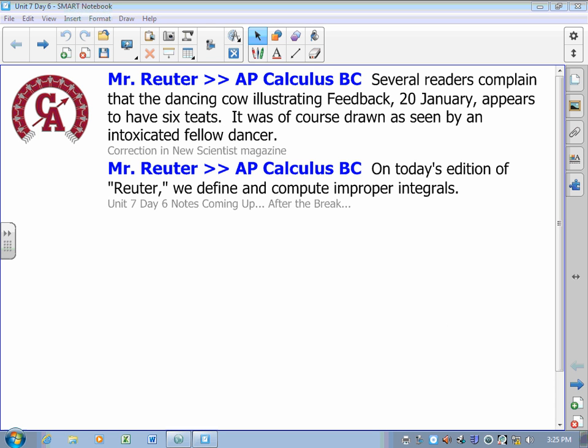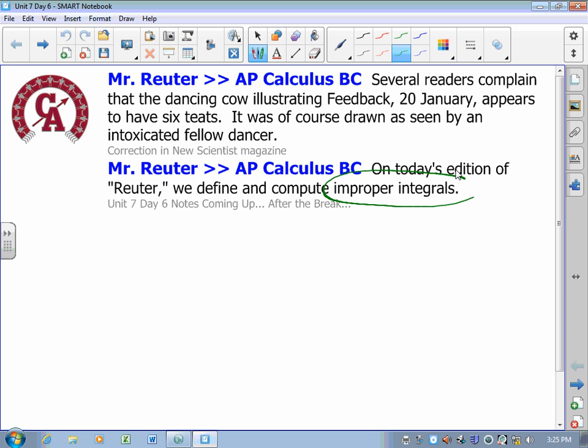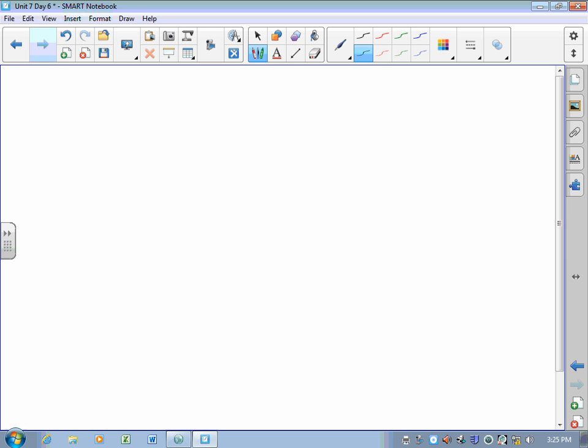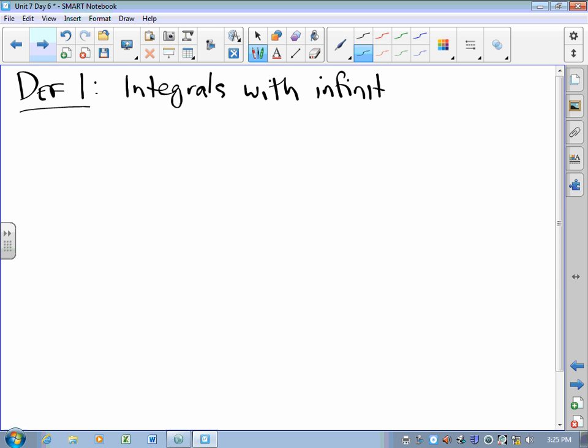All right, lesson 6 in unit 7 of Calc BC at Canandaigua Academy deals with what we call improper integrals. What is it that makes an integral improper? Well, there are two kinds of improper integrals. We'll deal with the one and then with the other. First, integrals with infinite limits of integration are improper integrals.